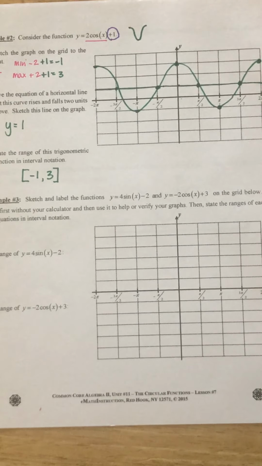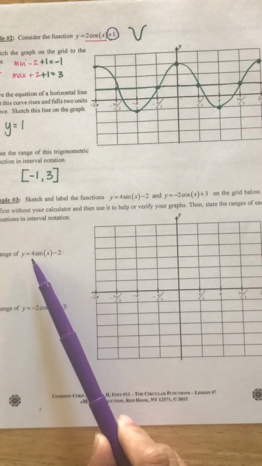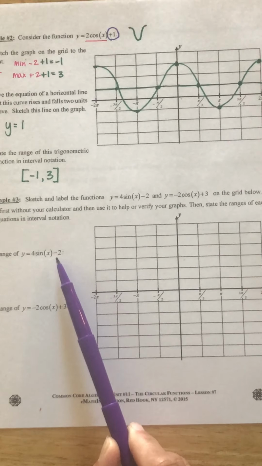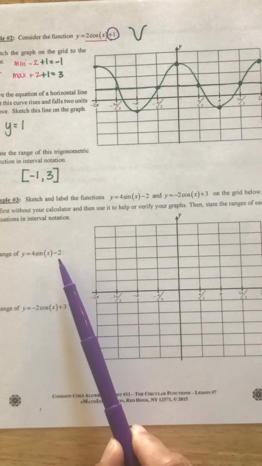So couple of things. In example 3, we have a sine curve. If you look, the amplitude is going to be 4. So without my shift, I should hit 4, -4. But now I'm going to drop my curve down by 2. So it's going to get shifted down.